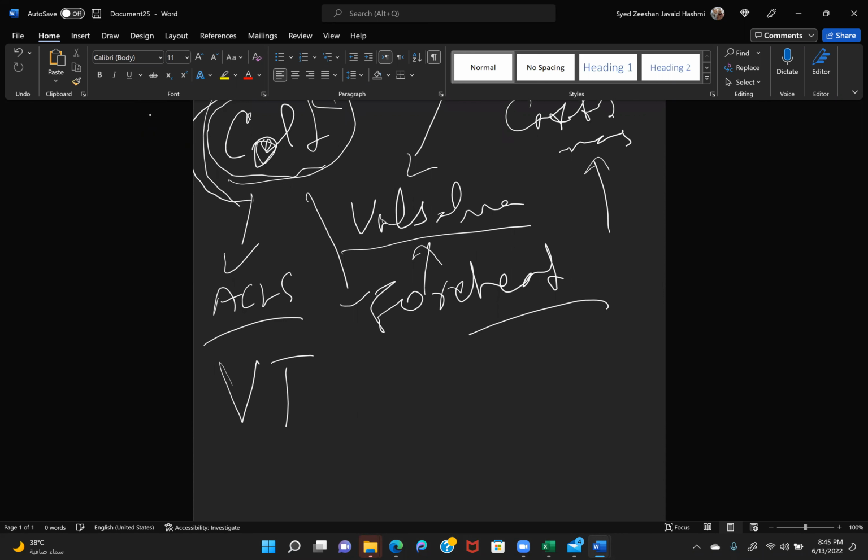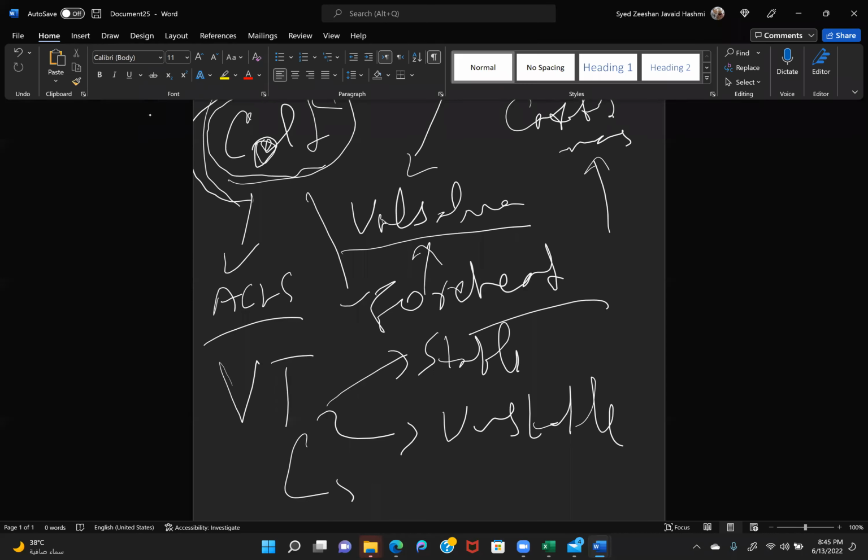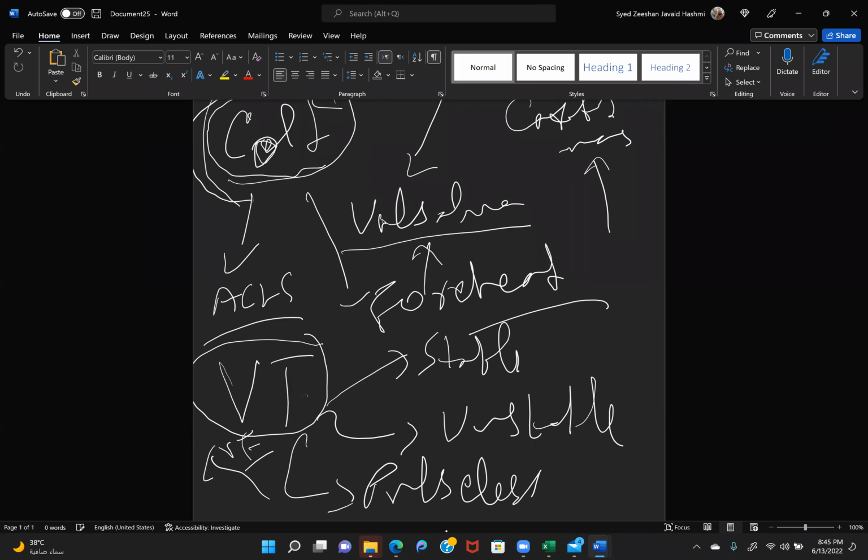VT may actually be in three categories. VT may be stable. VT may be unstable. And VT may be pulseless. Okay. So if it is pulseless, it is a friend of VFib. I don't know why they are categorizing separately. They should treat it anyway, but the rhythm will be regular. There will be no rhythm actually in ventricular fibrillation.